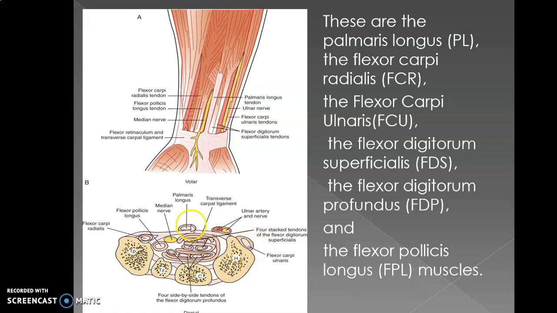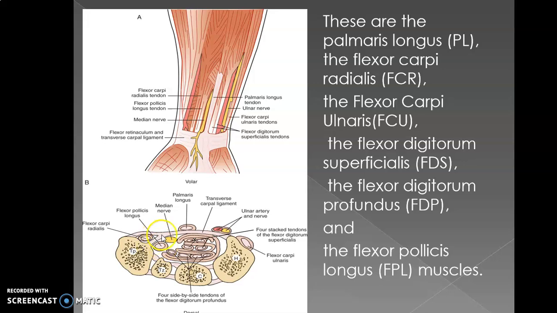Only three structures are outside in the middle. The flexor carpi ulnaris tendon is outside, just above the hamate bone. The ulnar artery and the ulnar nerve are enclosed just above the transverse carpal ligament. Then in the middle you have the palmaris longus, which is what you can see here, and inside the tunnel, in the lateralmost position, you have the flexor carpi radialis.